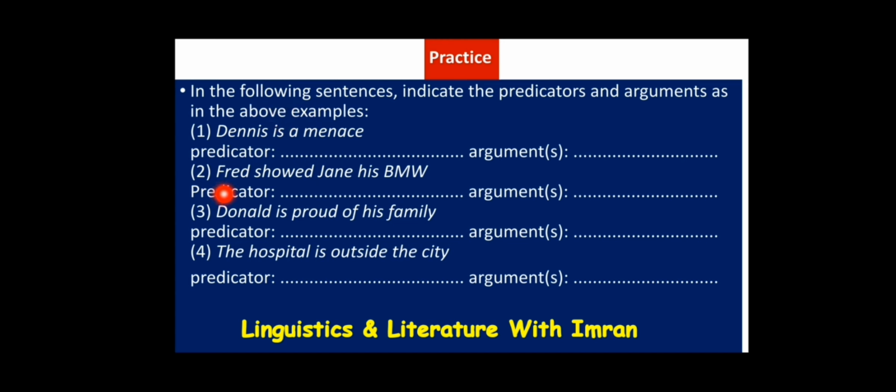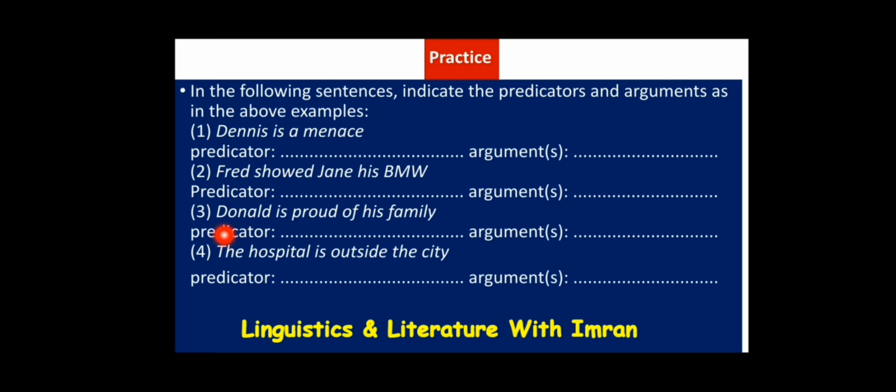Next example, Fred showed John his BMW. So how many arguments are there? One is Fred, it's a referring expression, an argument. One is John, also a referring expression, an argument. And one is his BMW. So we have here three arguments, and here we have one predicator, right? One predicator and three arguments.